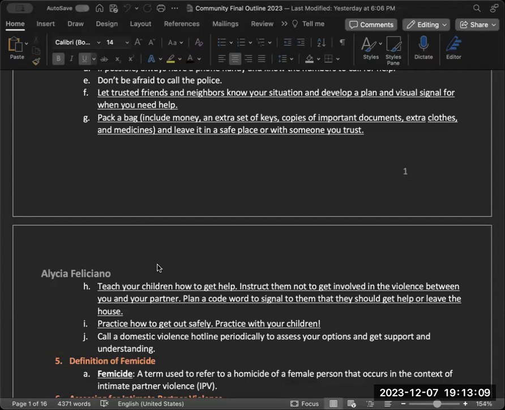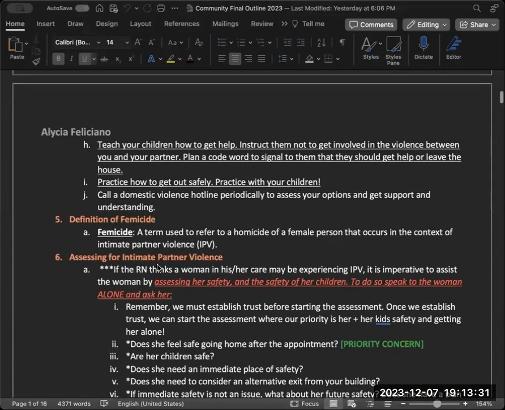We also want to teach your children how to get help. So if they're in a situation and they have kids, tell them, hey, we have to teach your kids how to get out, tell them not to get involved with the violence, and have a code word or a signal that lets them know, hey, they should leave or get help. The last few things that we want to do is practice how to get out of the house safely, even with the children. And we could also call the domestic violence hotline periodically to assess the options and get support and understanding.